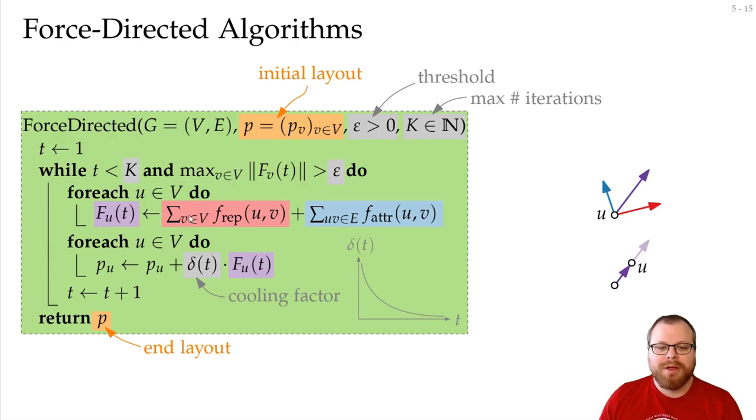And then, if we apply the cooling factor here, you would not move up to this point, but for example, if delta of t is 0.5, it only moves to the middle. And that's the whole framework that we need. Basically, all the force-directed algorithms look like this. It might be that at some points you add a few more forces, but this is the general layout. And in the next part, we want to have a look at two implementations of this force-directed algorithm. First, the one by Eades, who came up with the spring analogy, and then a variant by Fruchterman and Reingold.